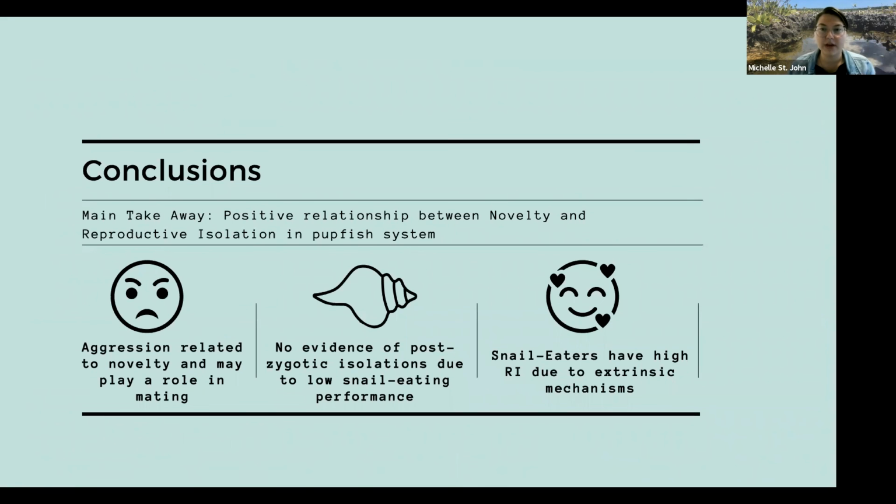So my main takeaway from all 3 of these studies is that we find a positive relationship between novelty and reproductive isolation, where snail eaters are more aggressive and had higher levels of reproductive isolation than generalists, but that this relationship seems to be maintained primarily by early prezygotic extrinsic isolating mechanisms and not due to low hybrid feeding performance.